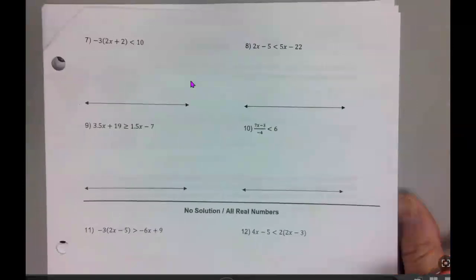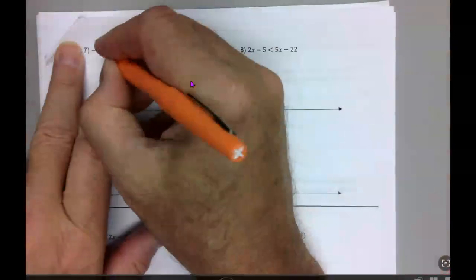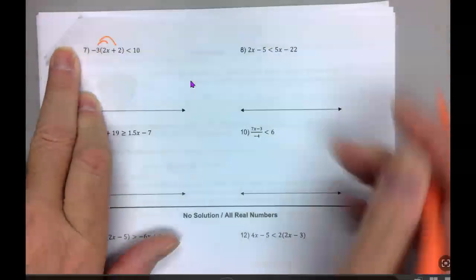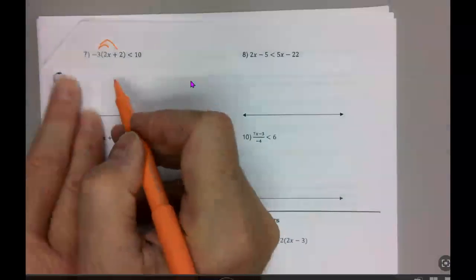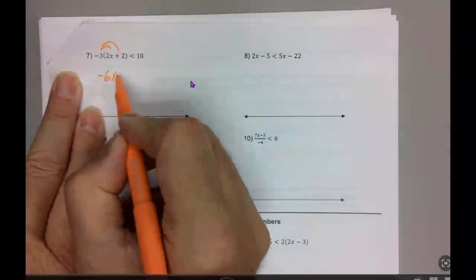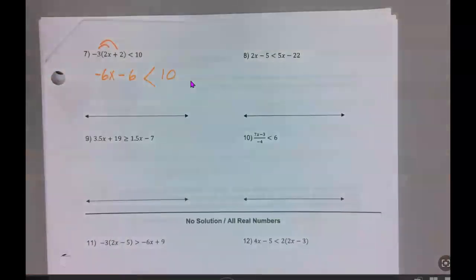Okay, so what do we have to do first on this number 7? We have to distribute. Correct? We distribute. So that gives me negative 6x minus 6 is less than 10, correct? And what are we going to do next? Add 6.